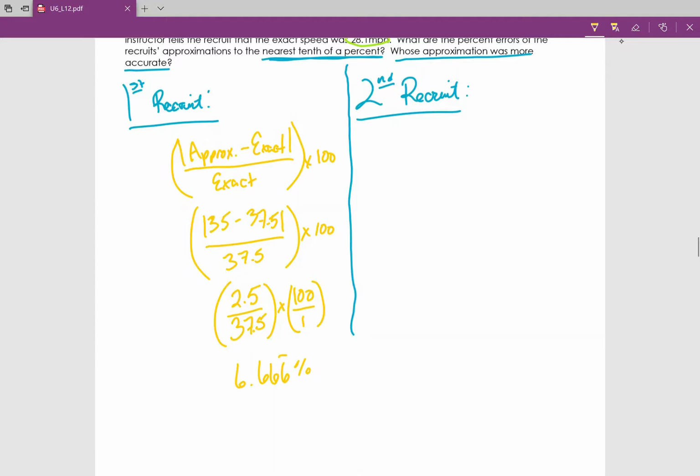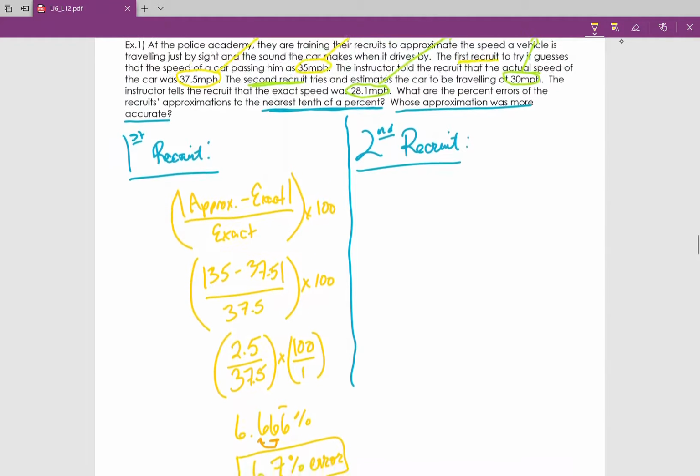So I'm going to take this color and highlight. If we're rounding to the nearest tenth, we're looking at the hundredths place, and then it's affecting our tenths place. So 6 tells us to round up, so we end up with 6.7%. And that's the error for our recruit number 1.